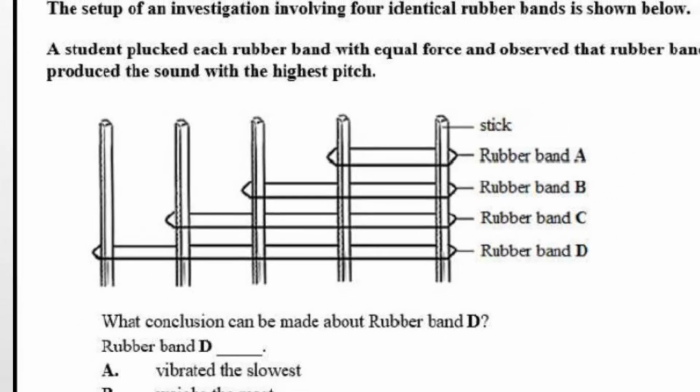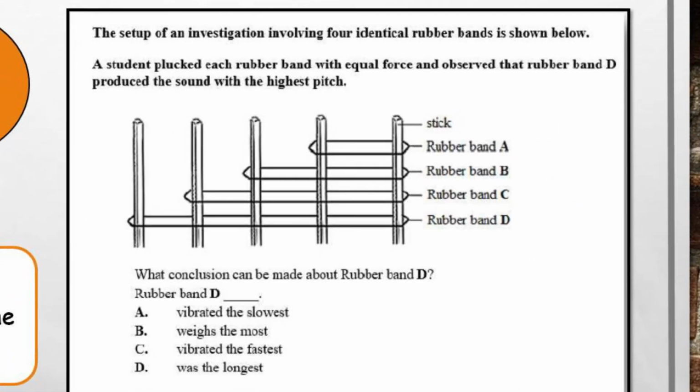Okay, so the statement says a student plucked each rubber band with equal force and observed that rubber band D produced the sound with the highest pitch. So before we move any further, we need to remember what is the pitch of a sound. What is the pitch of a sound? Right, the pitch denotes how high or how low the sound is. Not how loud it is, but how high or how low the sound is.